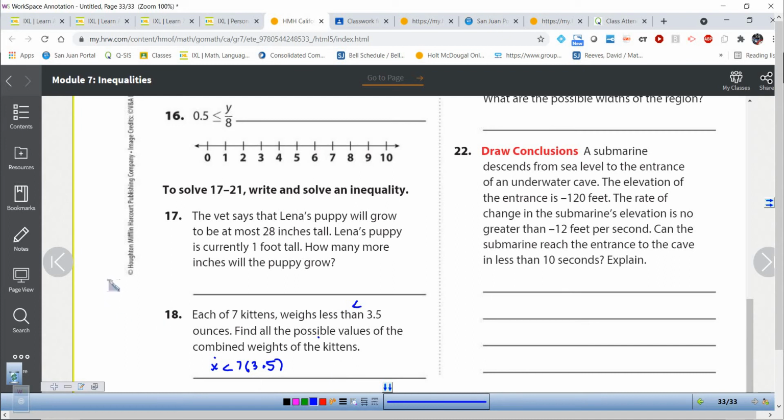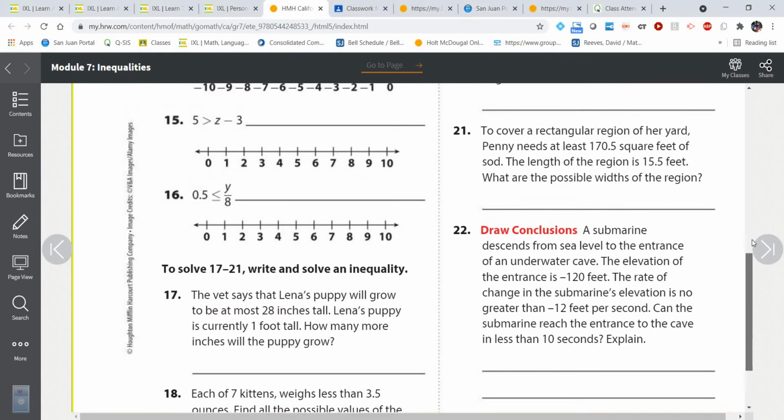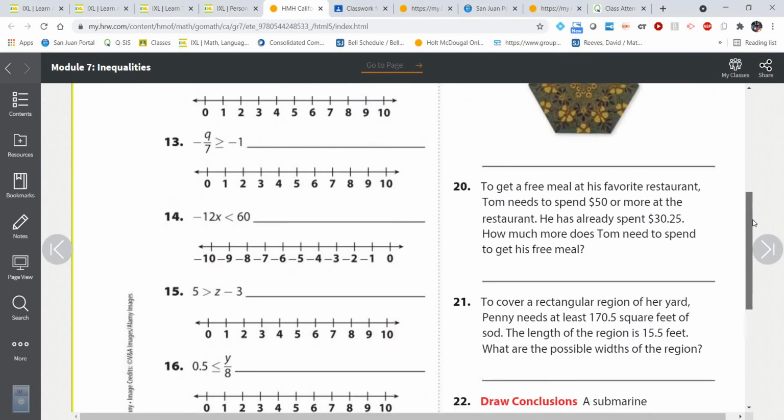If we had done equals, that would assume they all equal 3.5, but X is going to be less than 7 times 3.5. All right, so if I do 7 times 3, that's 21. Half of 7 is 3.5, so 24.5, less than 24.5 ounces. No, it has to be less than 24.5 because it's not equal to. All righty.